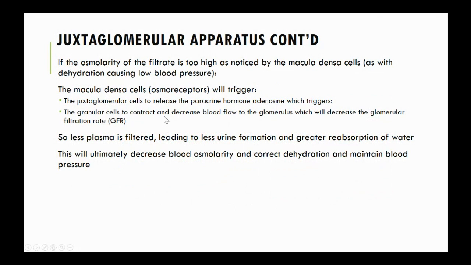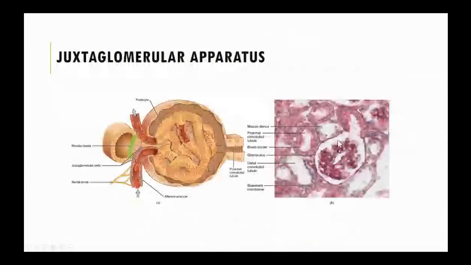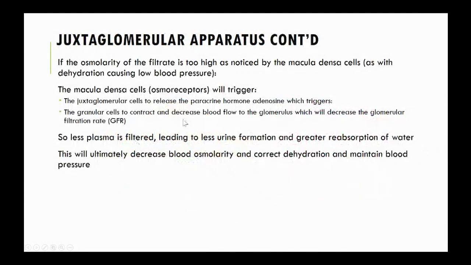So the JGA is going to sort of tell us whether we're dehydrated, right? Because when we're dehydrated, we're going to have less pressure coming in, and so we're not going to have that same push against what are called the macula densa cells. So those are the macula densas. Okay, so if the osmolarity of our filtrate is too high, as noticed by those macula densa cells, because we would have dehydration, which is going to cause low blood pressure, those macula densa cells are osmoreceptors.